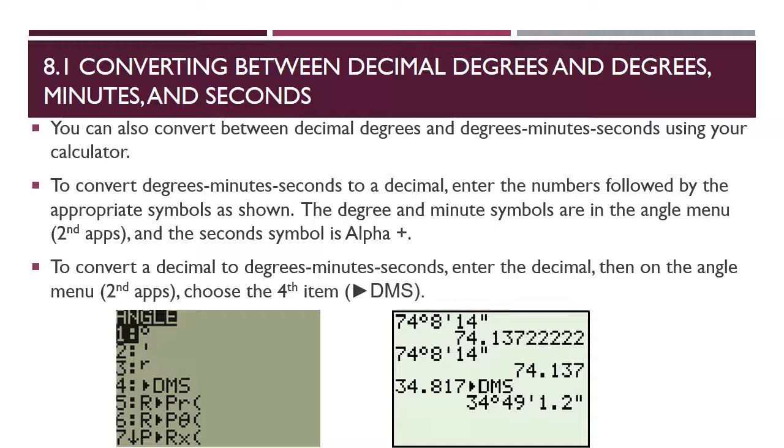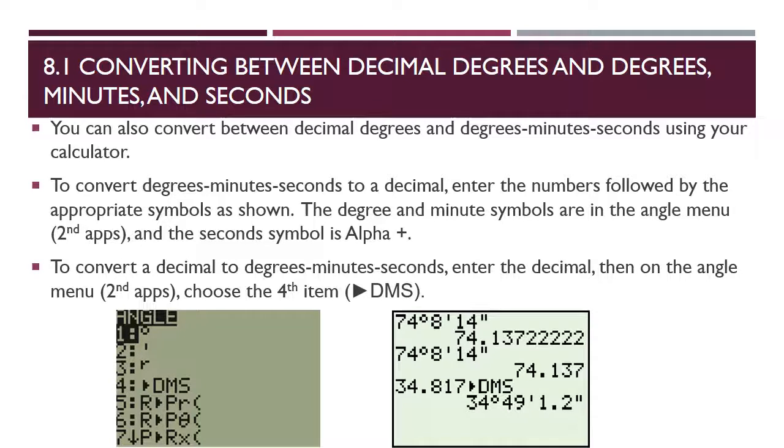So here you see two pictures. One is the angle menu, and again, you get that by hitting the second button and then the apps. And you'll notice that to convert the degrees, minutes, seconds, you need the symbols. The very first item on the menu is the degree symbol. And the second item is the minute symbol. Now the second symbol is not in this menu. It's actually on the face of your calculator. And to get it, you hit alpha plus.